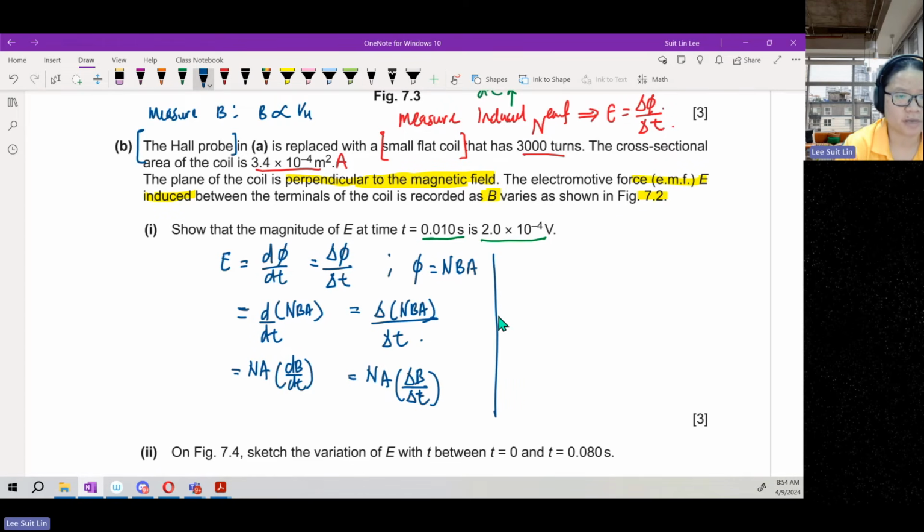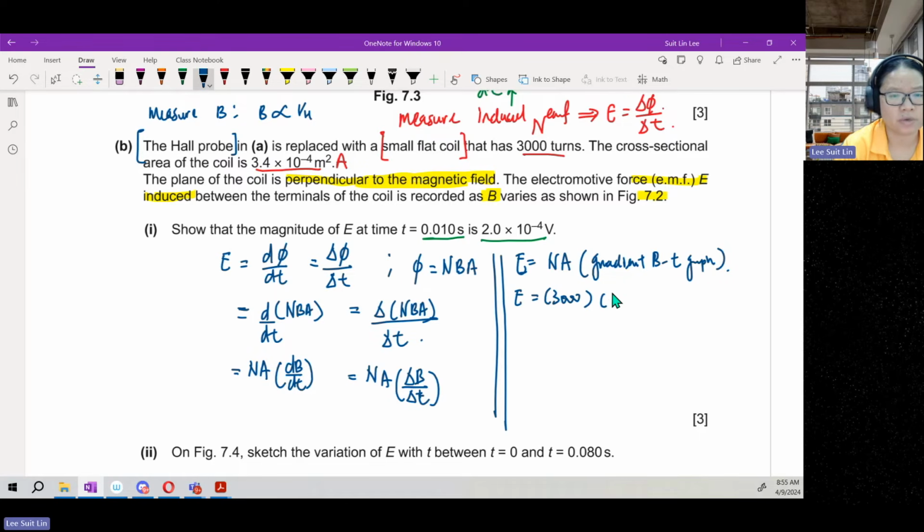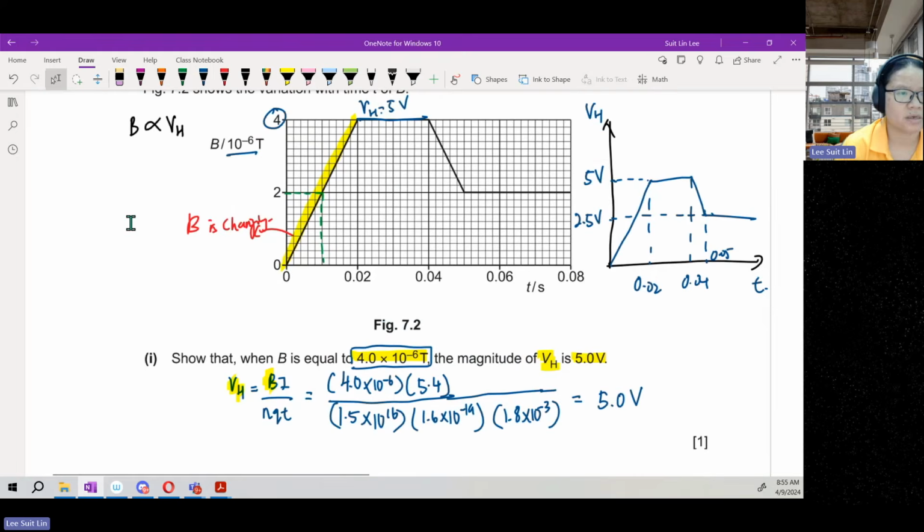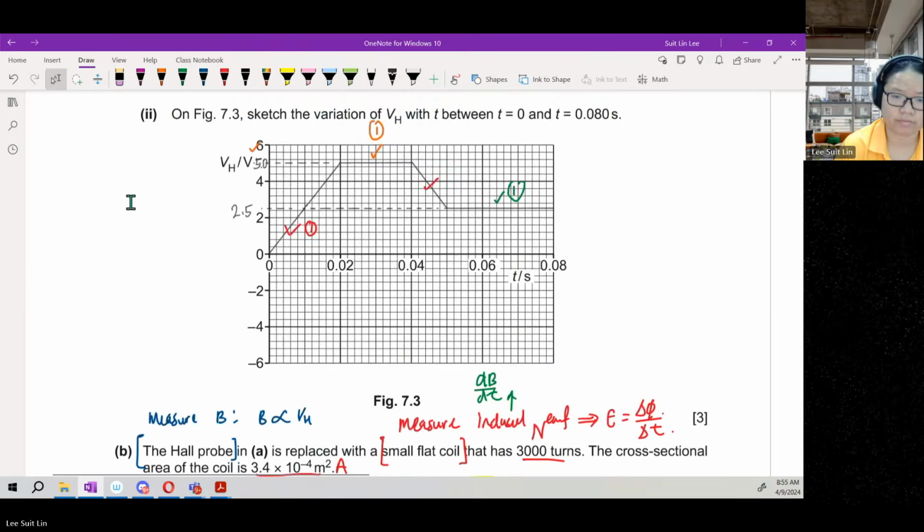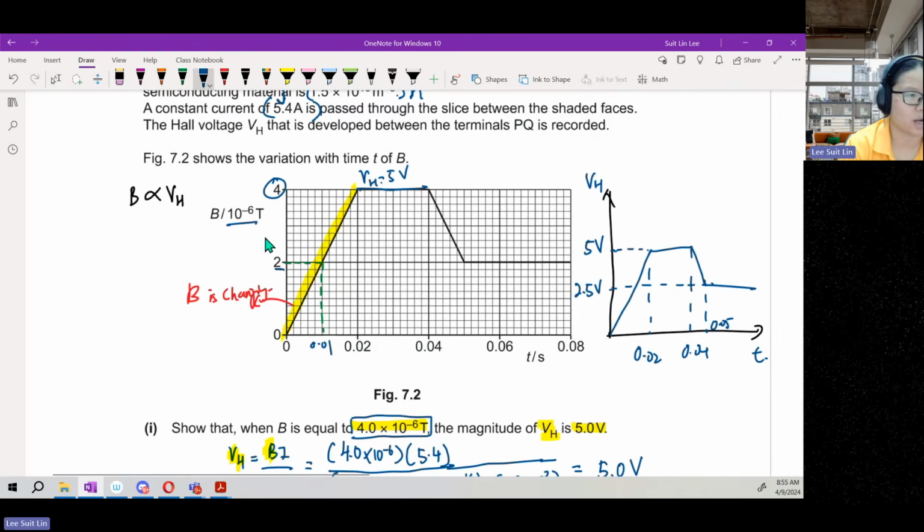Okay. So hence, I can throw all the values in already. Induced EMF will be NA dB/dt, where dB/dt is the gradient of the B-t graph. Okay, so from here, I can throw everything inside. This is 3,000. Area is 3.4 times 10 to the power of negative 4. Gradient of B-t graph, let me stare at this first. I can take 2 divide by 0.01. Wait, got prefix more. Got 10 to the power negative 6. Sneaky.